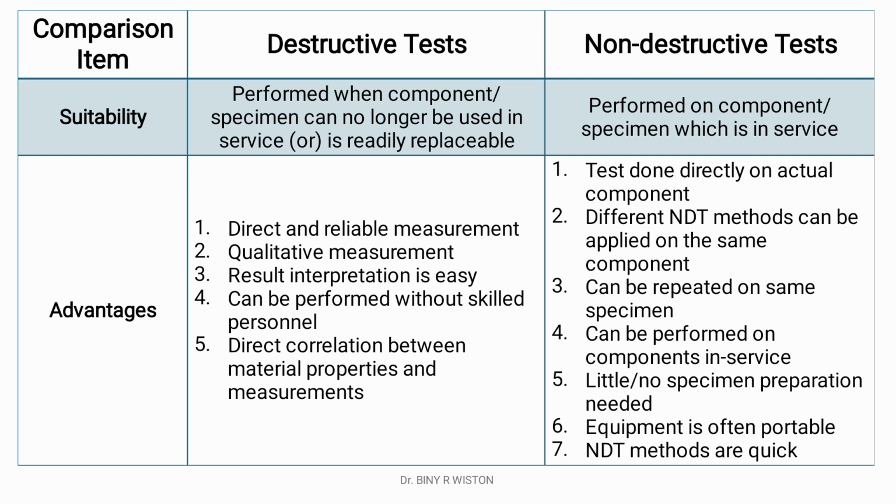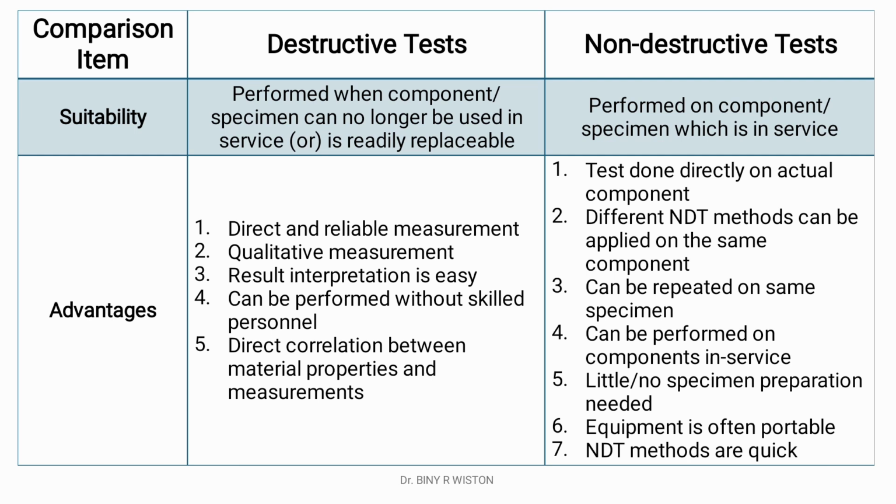On the basis of advantages, destructive testing has advantages like they provide direct and reliable measurements. They provide quantitative measurements. Result interpretation is easy. It can be performed without very highly skilled personnel. The correlation between test measurements and material properties is direct.